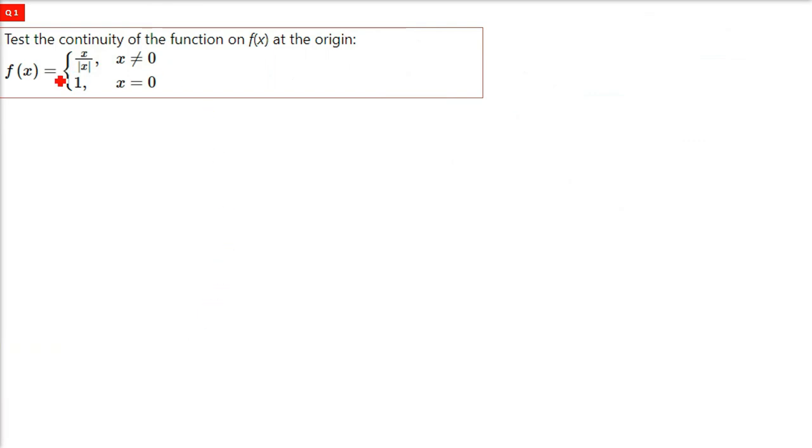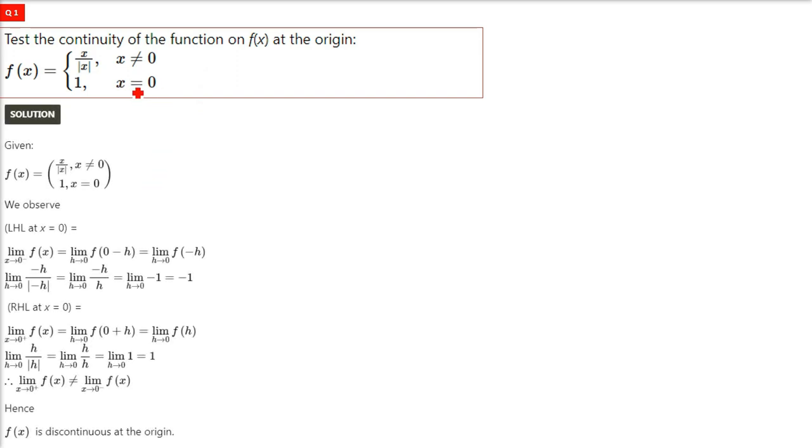Now let us come to this question. We have to check the continuity of the function f(x) at the origin. Origin means x equals 0, y equals 0. So this given, we observe this limit, h tends to 0. This all you have to write, because you are actually presenting it to your examiner or your teacher. So this is the way you have to write.